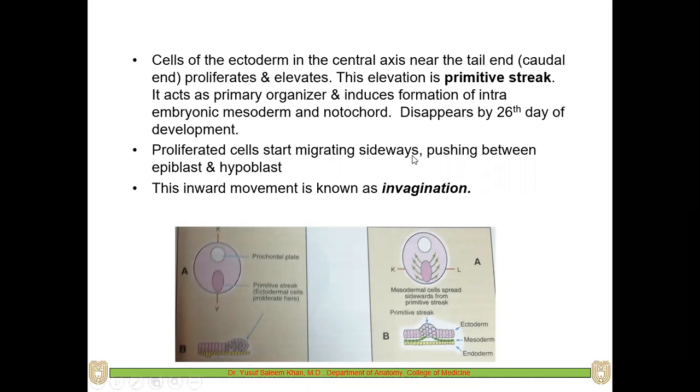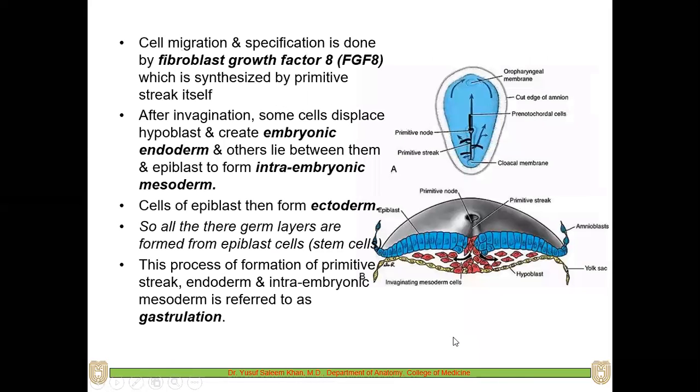The proliferated cells start migrating sideways, pushing the epiblast and the hypoblast. The epiblast and hypoblast cells move outward. Till now they were totally adherent. Now, because of the mesoderm, they start moving outward and in between there is formation of one more layer called the mesoderm. This inward movement is known as invagination. They start invaginating in between the ectoderm and endoderm.